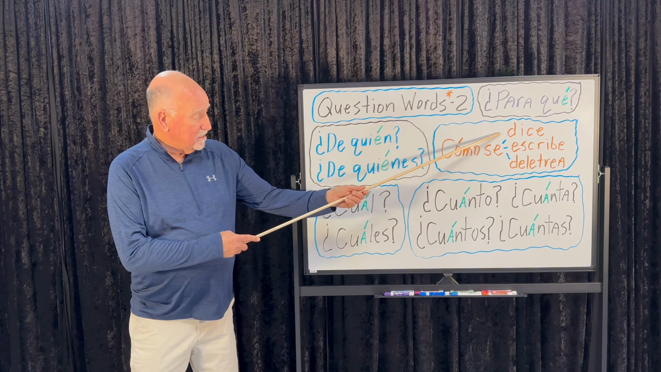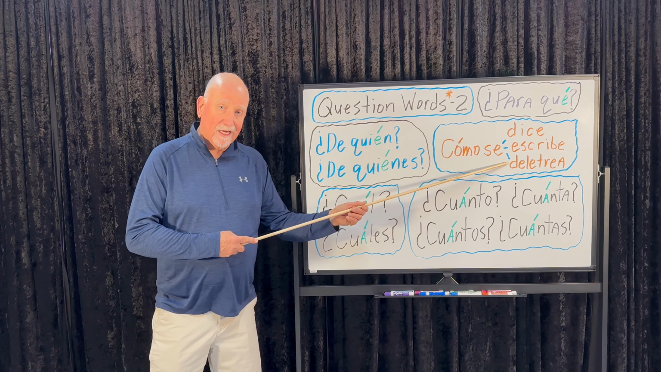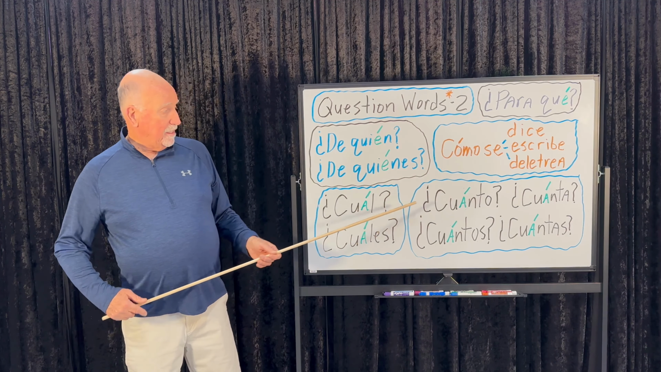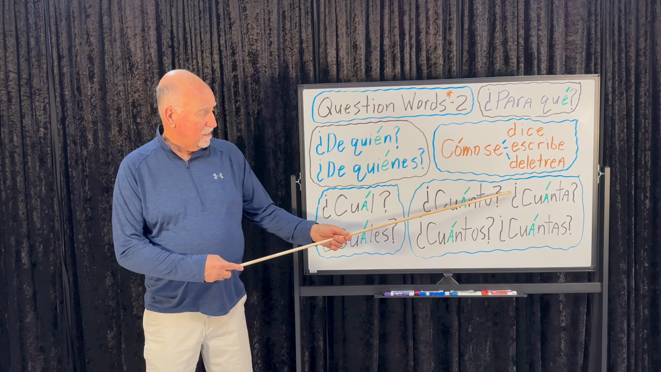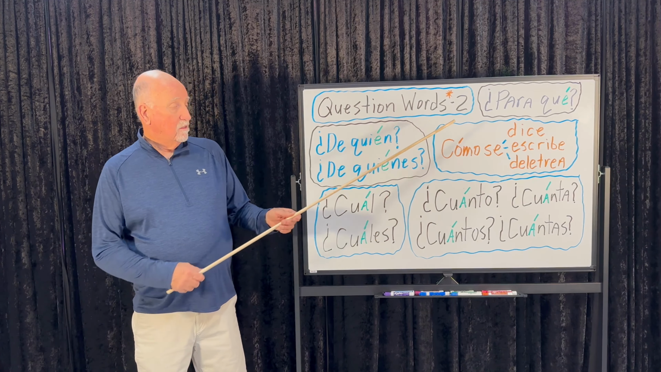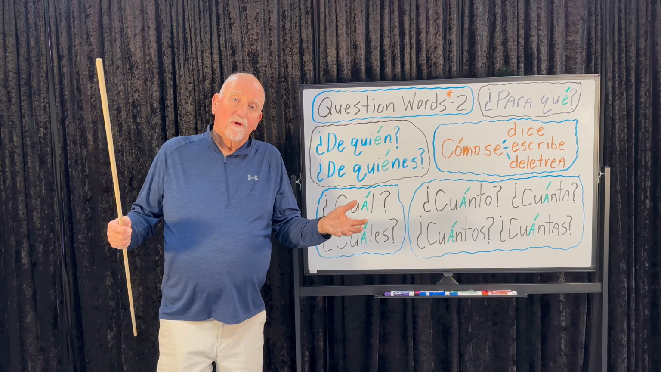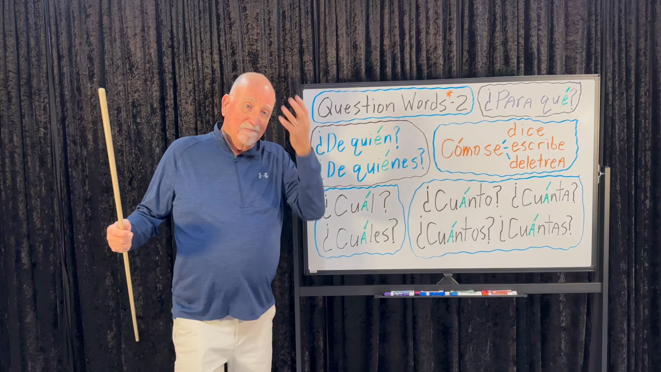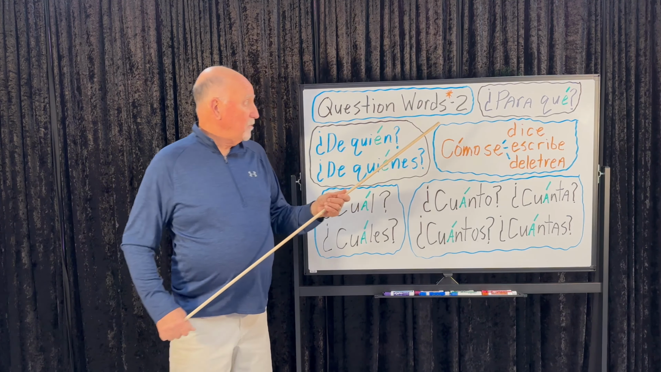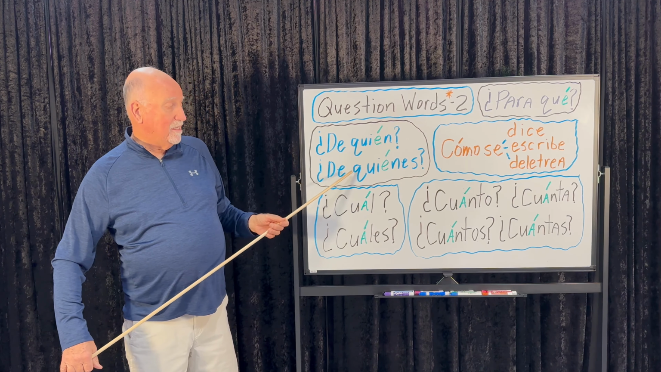¿Cómo se dice? How do you say it? ¿Cómo se escribe? How do you write it? And ¿cómo se deletrea? How do you spell it? And again, how much? ¿Cuánto and cuánta? How many? ¿Cuántos and cuántas? Ay, Dios mío. What for? ¿Para qué? So we have ¿para qué? What for?